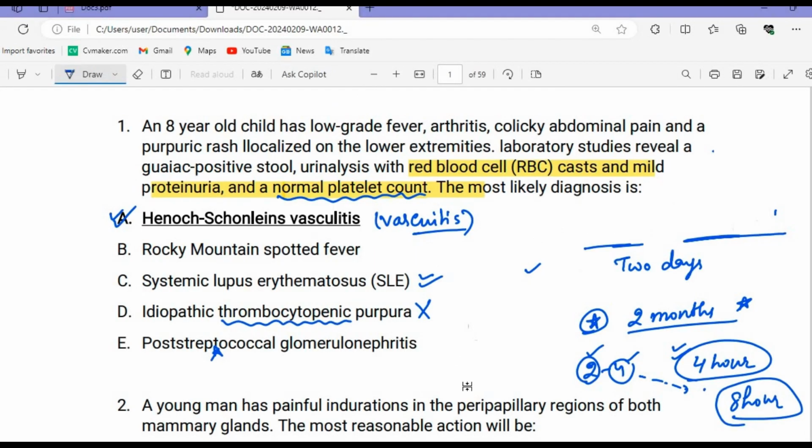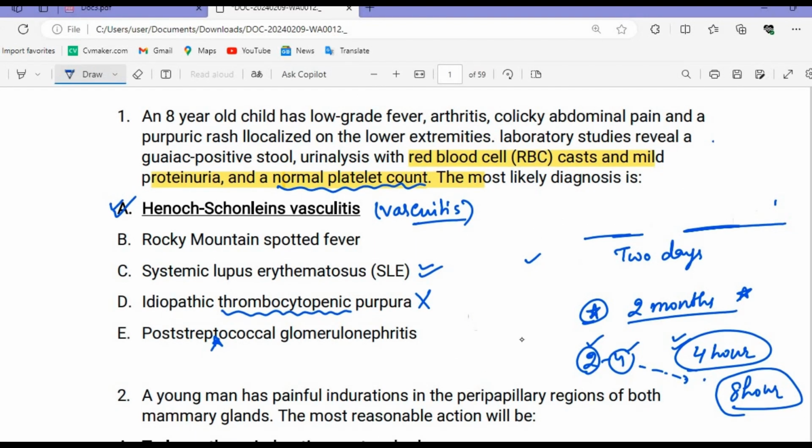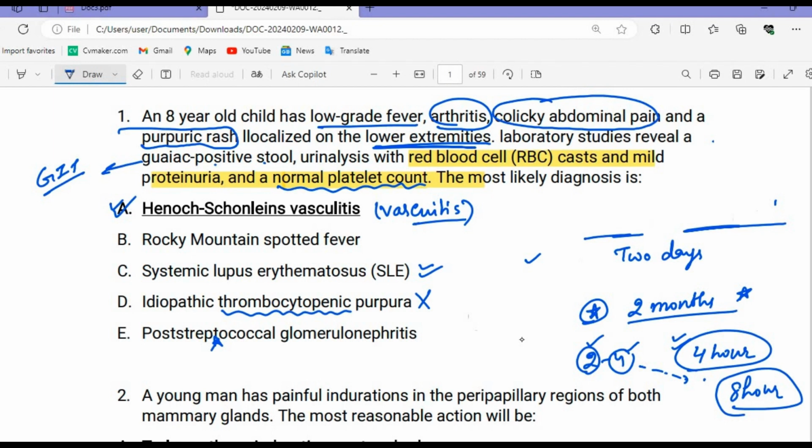Then we have the next one. I hope you understand it now. We have low grade fever, arthritis, colicky abdominal pain, and a purpuric rash localized on the lower extremity. There is guaiac positive stool, because we know there is involvement of the GIT. Urine analysis shows red blood cell casts and mild proteinuria with normal platelet count. I just told you it is non-thrombocytopenic, so the platelet count will be normal. So that is Henoch-Schonlein vasculitis, also known as IgA vasculitis.